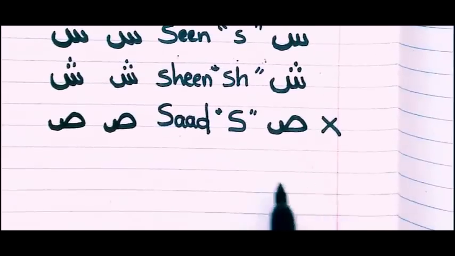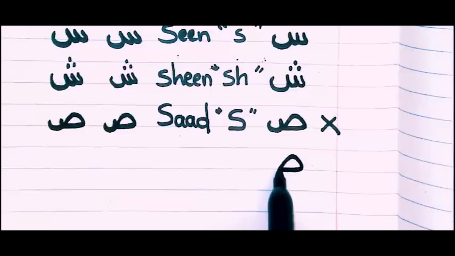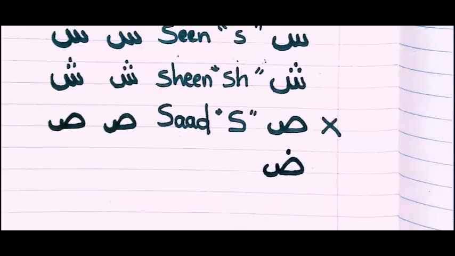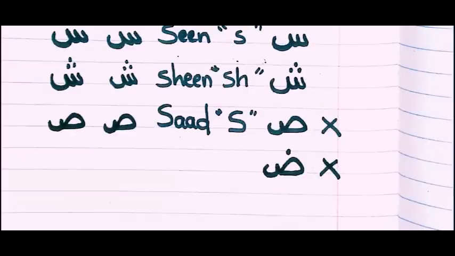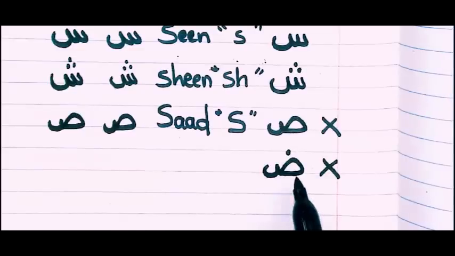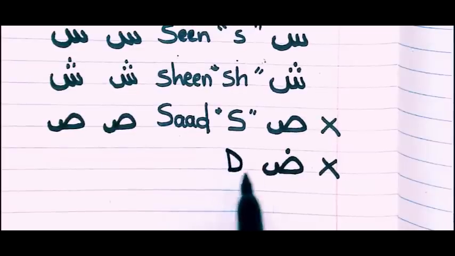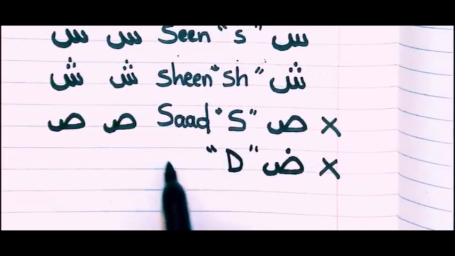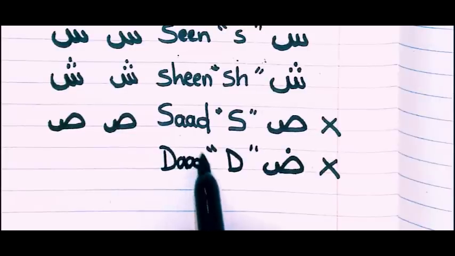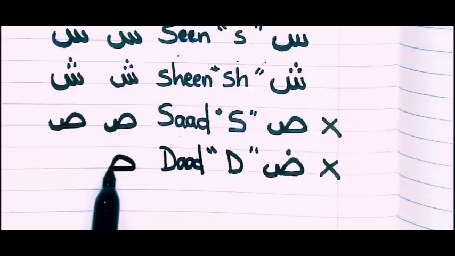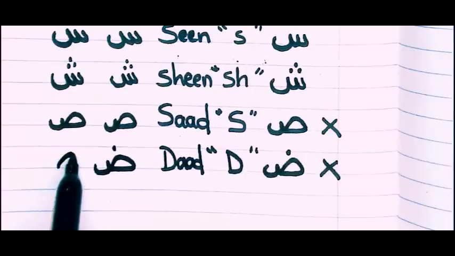Then we have dod. Same shape as sod, but with a dot. We don't have an equivalent sound to it in English. It's deeper. If you remember the sound da, this one is deeper. Afwan, sorry, it's da. And we're going to refer to it as capital D. Now write it again. Same shape.